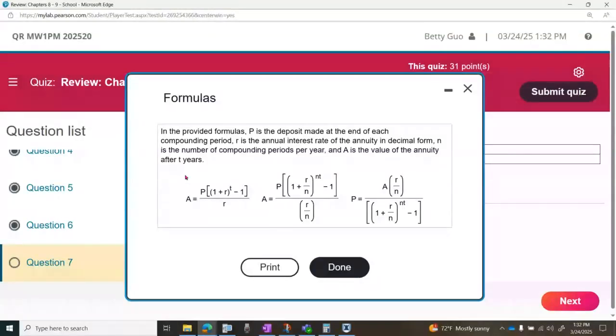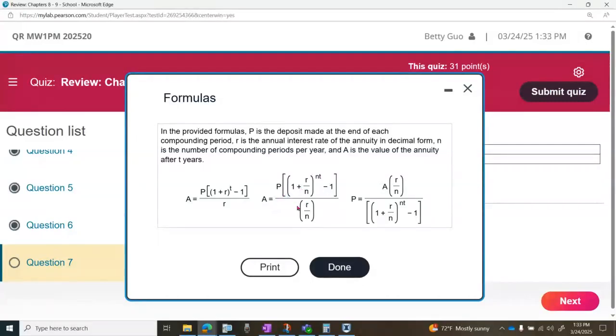If you want to use, sorry, my bad. The second formula is what you need. In this formula, P here is PMT, $2,500. N here is 4 because quarterly. T here is 8 for 8 years. R here is 7.25%. So enter everything here, you can find the value of A.